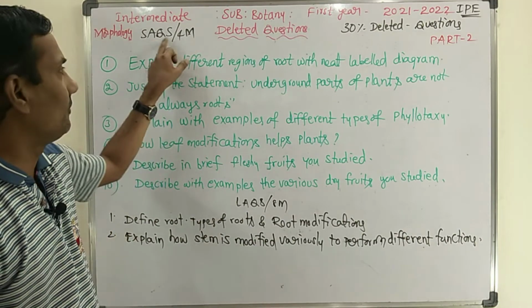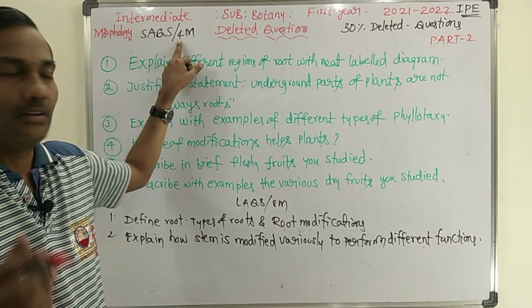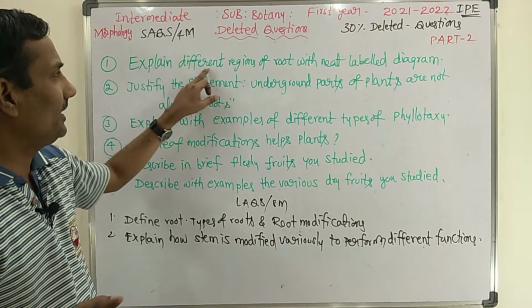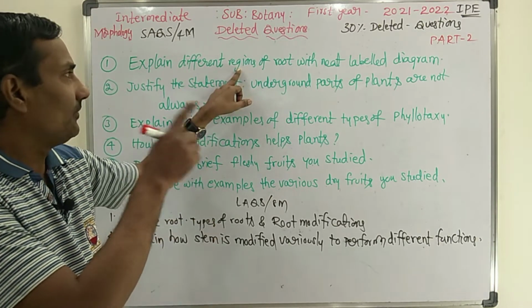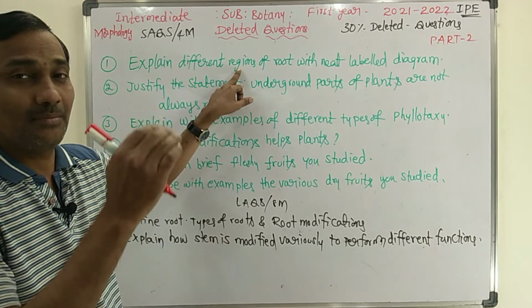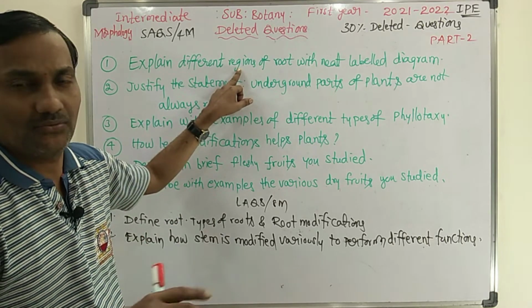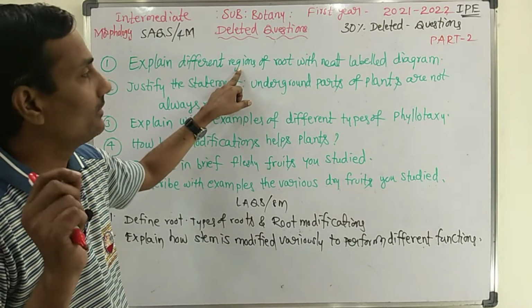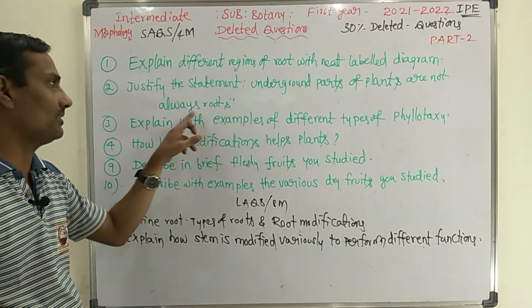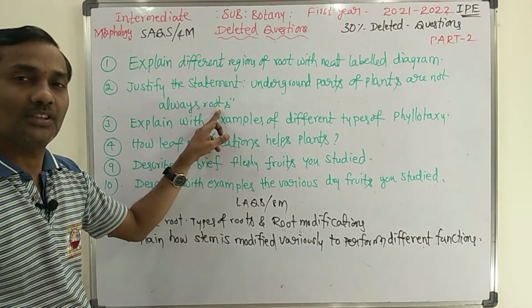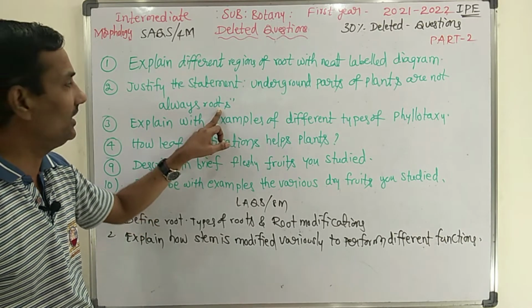Short answer questions are 4 mark questions. First, explain different regions of root with a neat labelled diagram. Different regions of root, meristematic, elongation, maturation regions of root, that 4 mark question is deleted. Justify the statement underground parts of plants are not always roots. This is one more 4 mark question, that is also deleted.